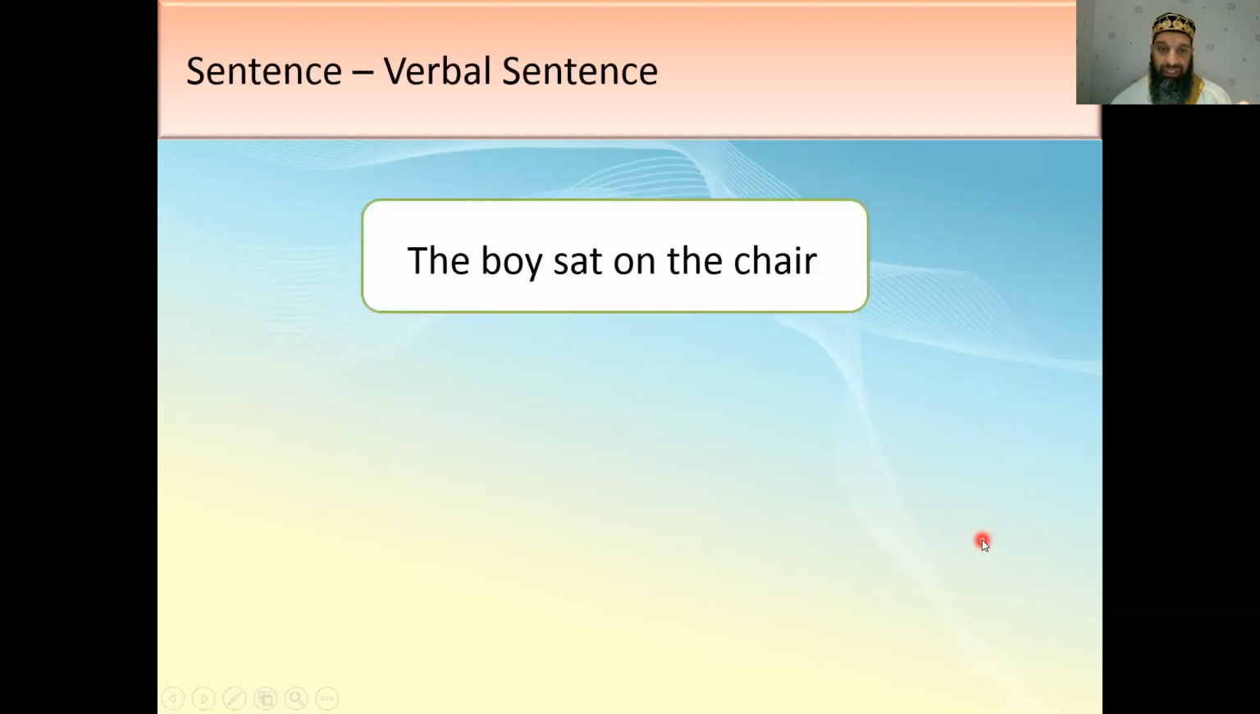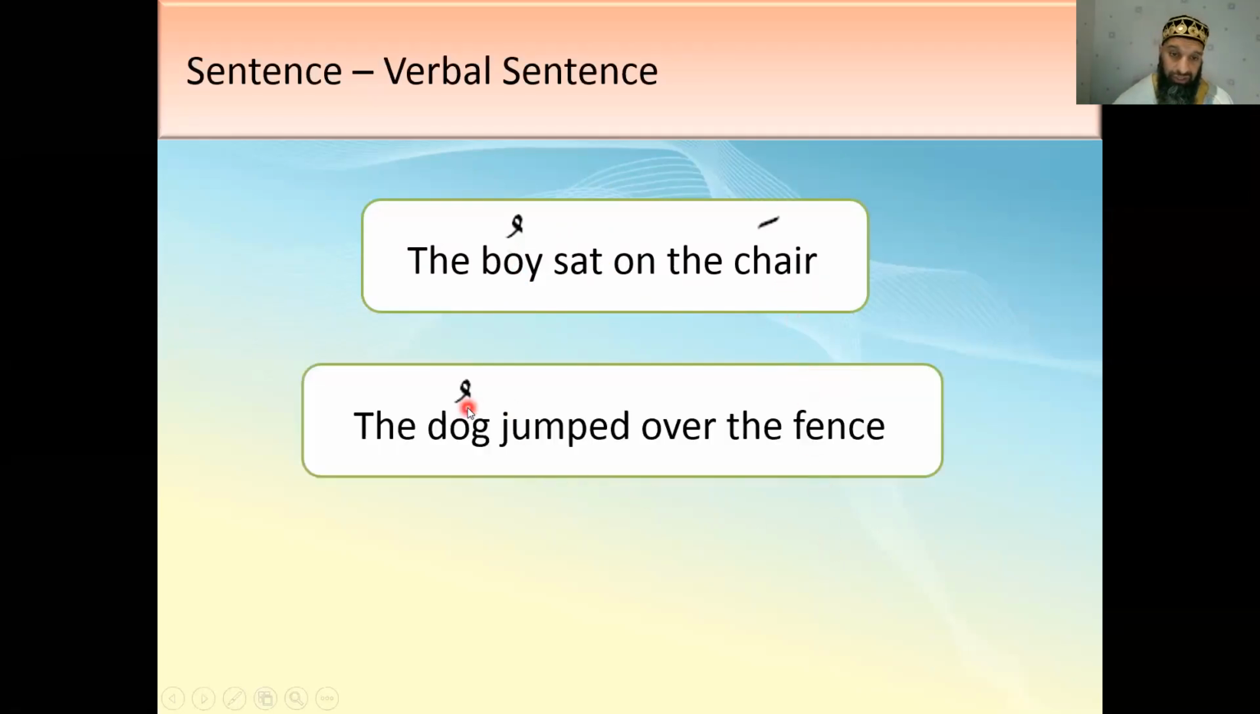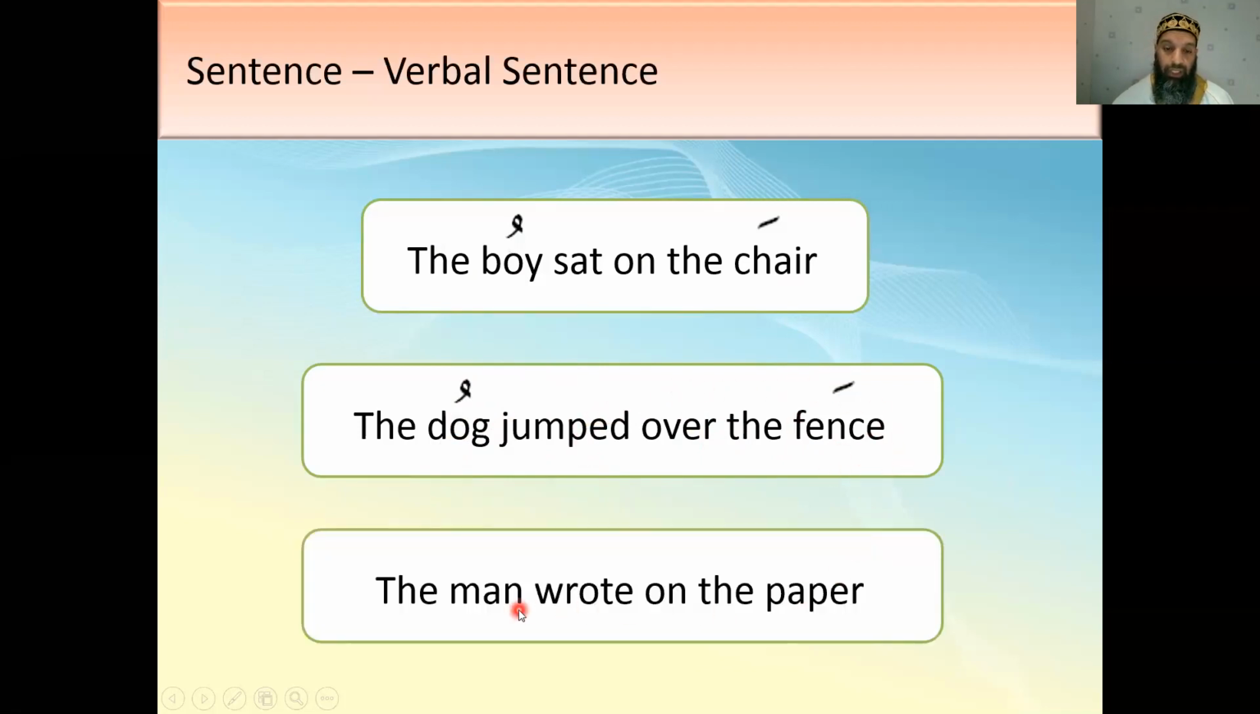So we just did these examples. Sat is the verb. The boy sat, so the boy is going to be marfu. And the chair is the thing that the sitting is being done on, so it's mansub. So we did a few examples like that. The dog is marfu here because the dog is doing the verb, jumping. And the fence is the thing that the jumping is happening to or happening over, so the fence is mansub. The man wrote on the paper. The man is marfu and the paper is mansub.